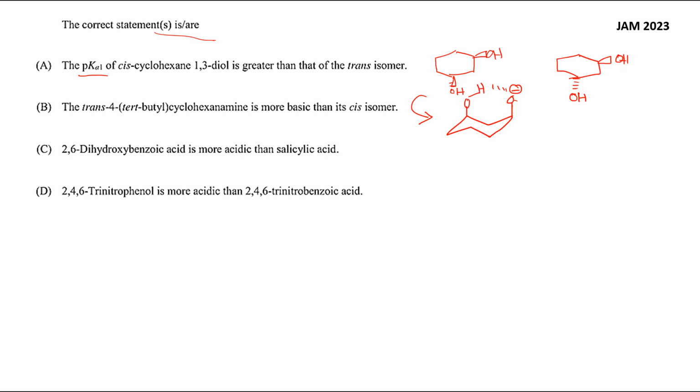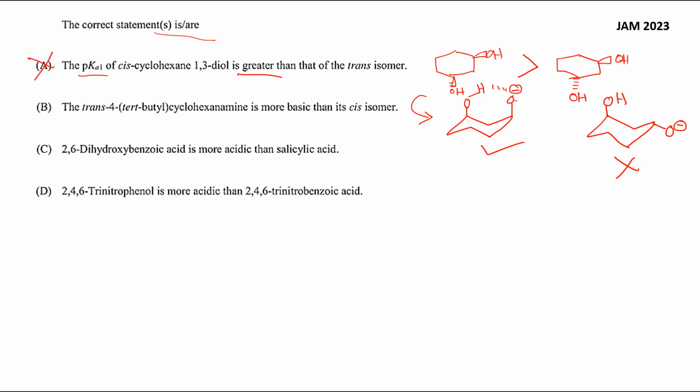Now this type of interaction is not possible in case of the trans isomer. Why? Because here one OH you have to place as axial and another OH that you have to place as equatorial. So that is why here this type of stability factor is not possible, but here it is possible. So that is why here acidity of cis is higher than that of trans. And if acidity is higher, that means pKa1 will be lower. But here it is mentioned greater, that means this statement cannot be correct.